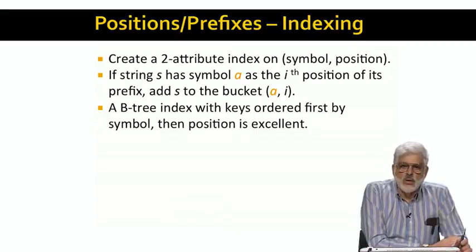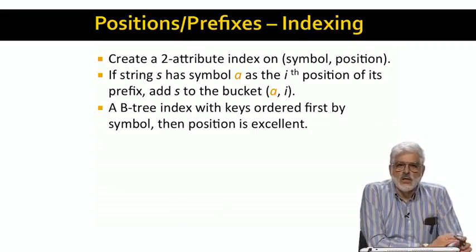Incidentally, we still recommend a B tree indexed by keys A,i, ordered first by the symbol A and then by the position i. But there are many suitable forms of index structure, and the important thing is that given A and i, we can get to the bucket for A and i quickly.